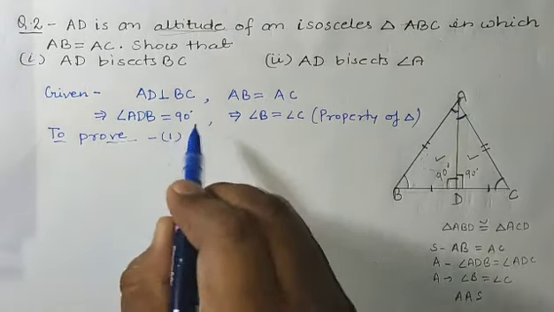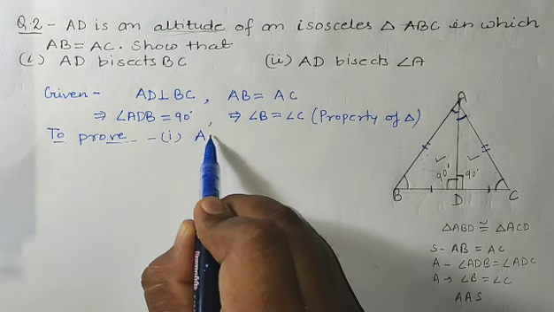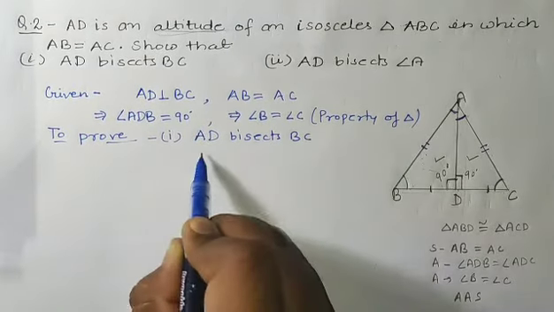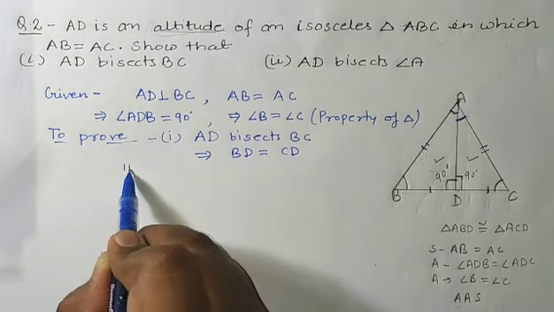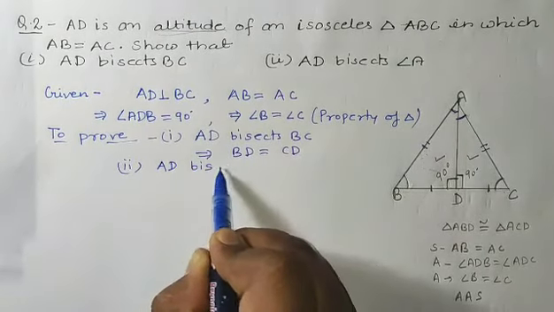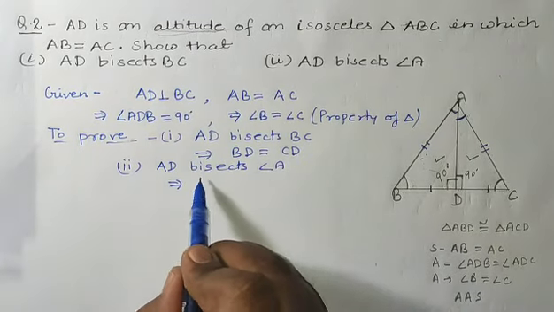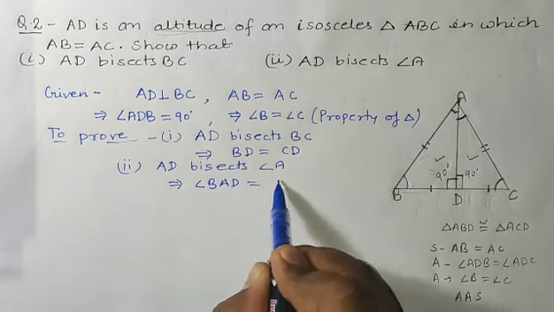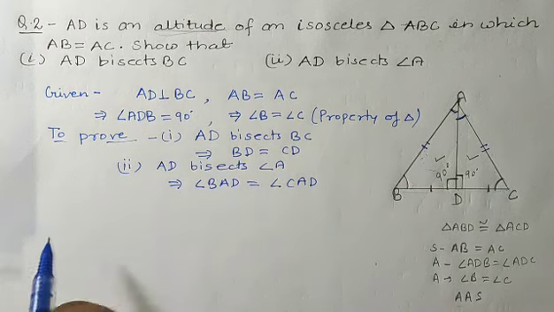The first question is AD bisects BC. AD bisects BC means we have to show that BD is equal to CD. Okay, and the second question is AD bisects angle A. AD bisects angle A means we have to show that angle BAD is equal to angle CAD. This we have to prove, or we have to show.